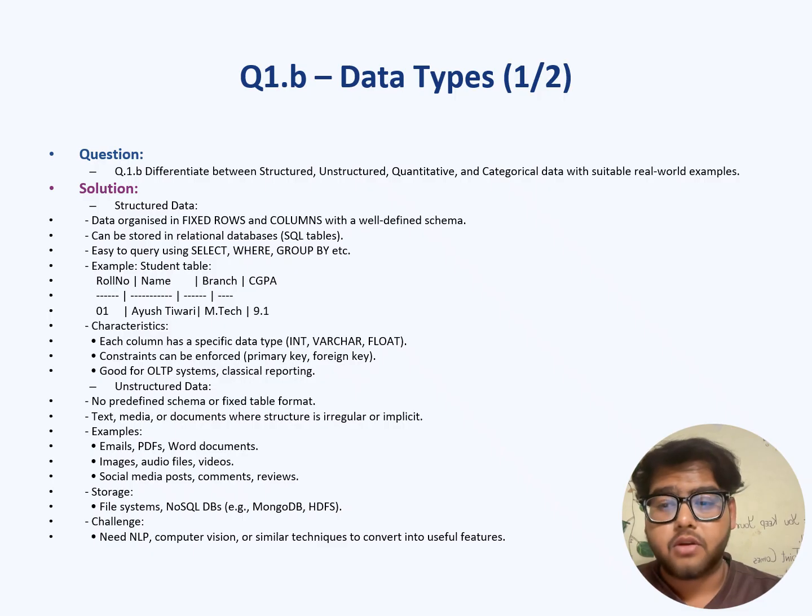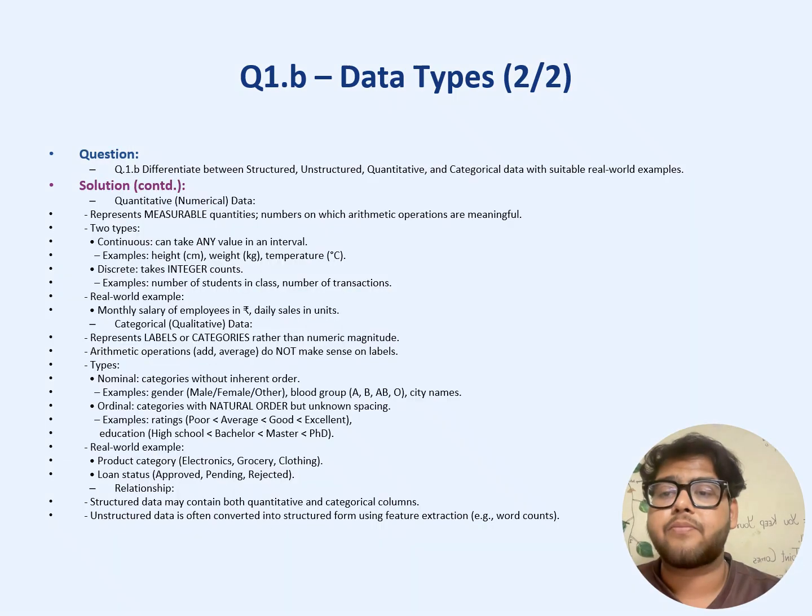Unstructured data: no predefined schema or fixed table format. Text, media or documents where structure is irregular or implicit. Examples are email, PDFs, word documents, images, audio files, video files, etc. Social media posts, comments, reviews, etc. Storage: file systems, NoSQL databases. Challenge: need NLP, computer vision, or similar techniques to convert into useful features.